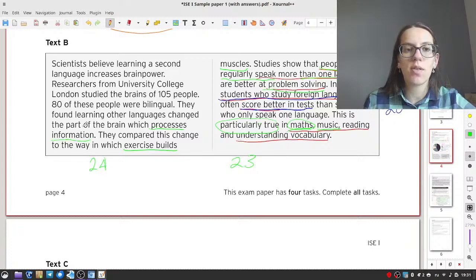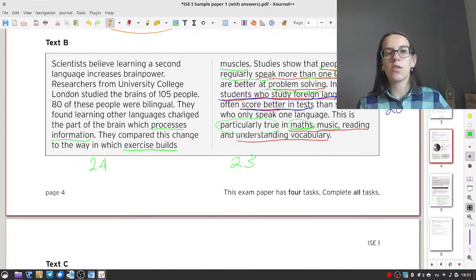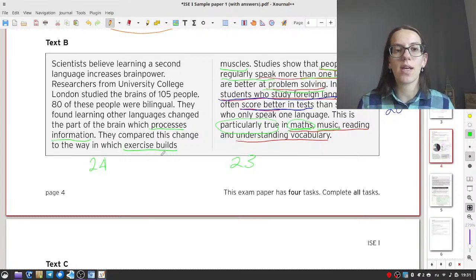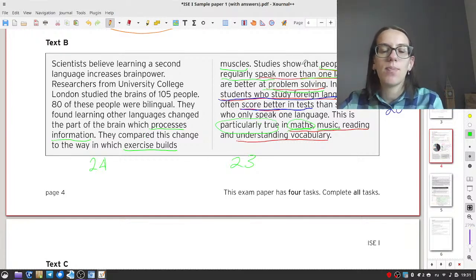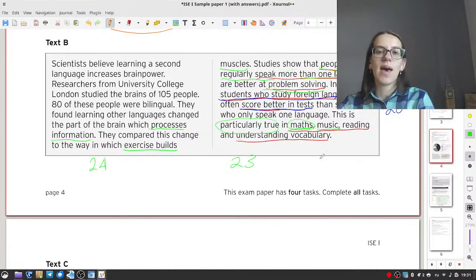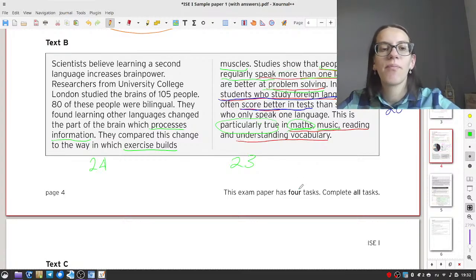It changes the part of the brain which processes information, and it says like exercise builds muscle, so it changes it in a positive way. Yeah, the second sentence gives us the explanation that it's changed for the better. And people who regularly speak more than one language are better at problem solving, and they are better at all sorts of other things like scoring better in tests, getting better at maths and at music.